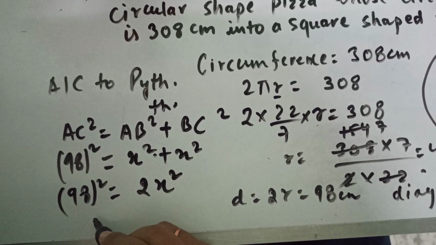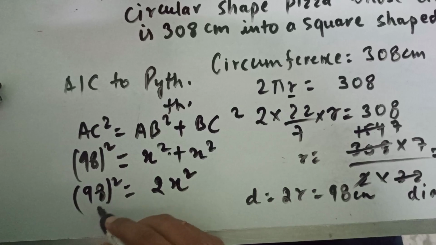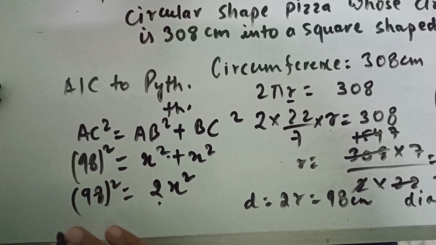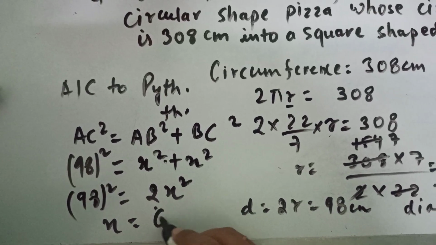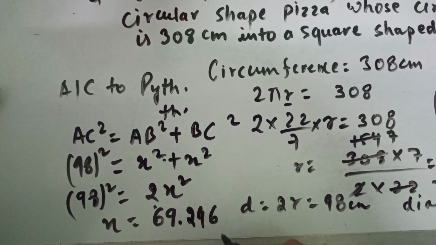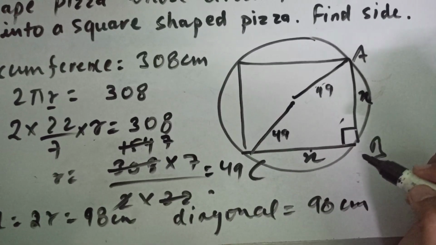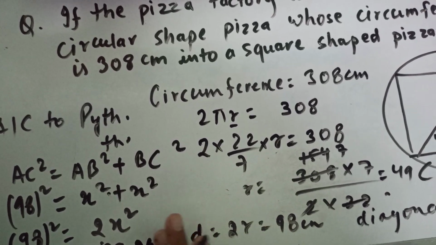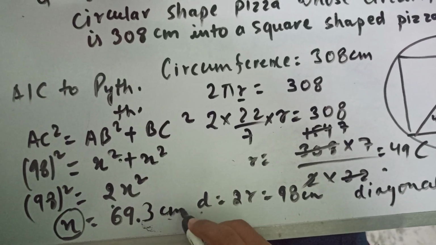Now if we solve it further, just find the square of the 98 and divide by 2, and then find the square root of the value after dividing by 2. So we'll get x around 69.296 something. So this will be the side of the square shaped pizza. So we can keep it as 69 approx or we can keep it as 69.3 centimeter approximate.